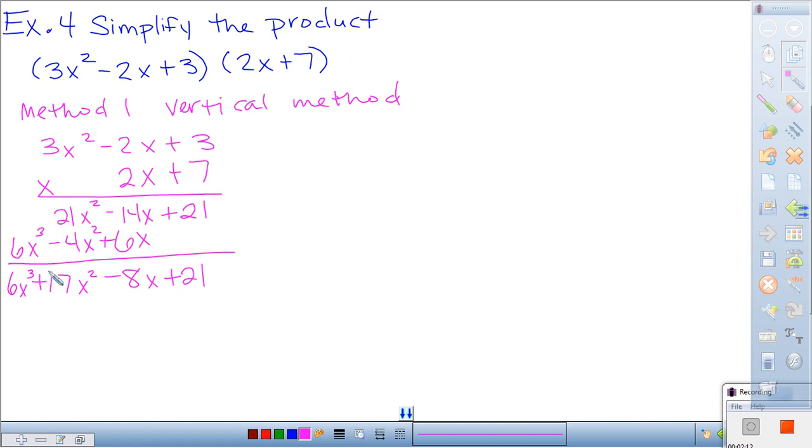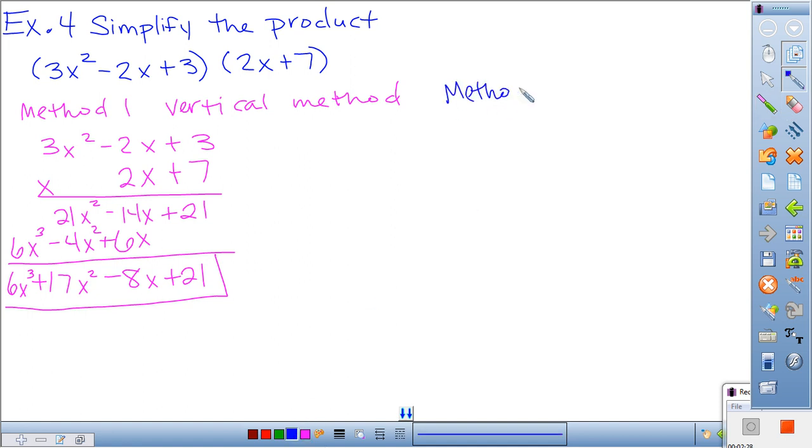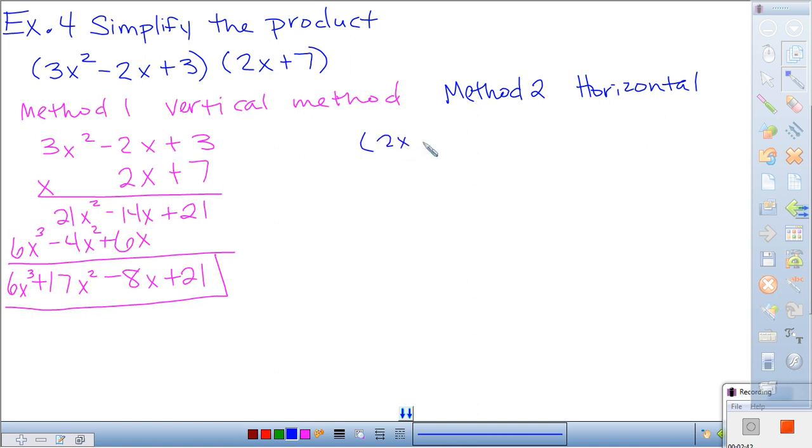And there we have the vertical method of multiplying a trinomial and a binomial. So that's one way you could do it. Let's also now try the horizontal method. So over here we'll do method 2, which is the horizontal method. So we're going to leave it just like it is. But when you do the horizontal method, it's usually easier if you write the binomial first. And since we're multiplying, the order doesn't matter. So I'm going to start with 2x plus 7 times 3x squared minus 2x plus 3.